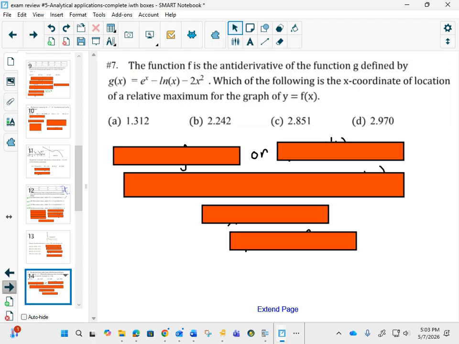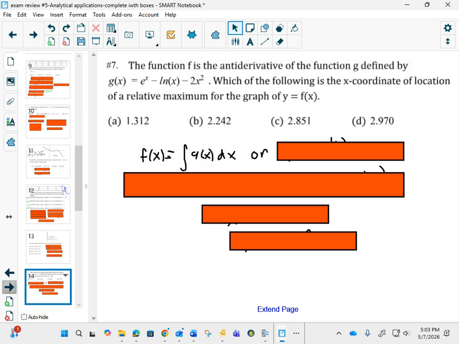The function f is the antiderivative of the function g, defined by g of x equals e to the x minus natural log of x minus 2x squared. Which of the following is the x coordinate of the location of the relative maximum for the graph of f of x? Okay, those look like calculator values. So I would probably say, hey, throw it into your calculator. There's a calculator symbol. Throw it into your calculator and find the maximum.